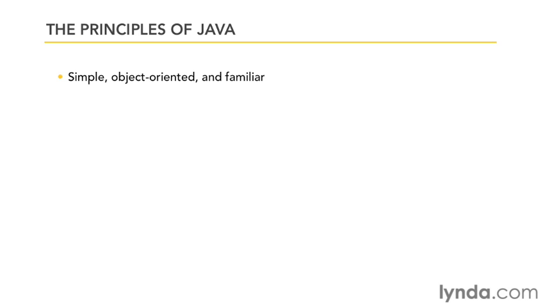It's an object-oriented language. So once you understand the principles of encapsulation, inheritance, and polymorphism, and how those are implemented in the Java programming language, you'll have a much better sense of how to architect your applications. And for developers who've worked with C-style languages, like C and C++, the syntax of Java is very familiar.